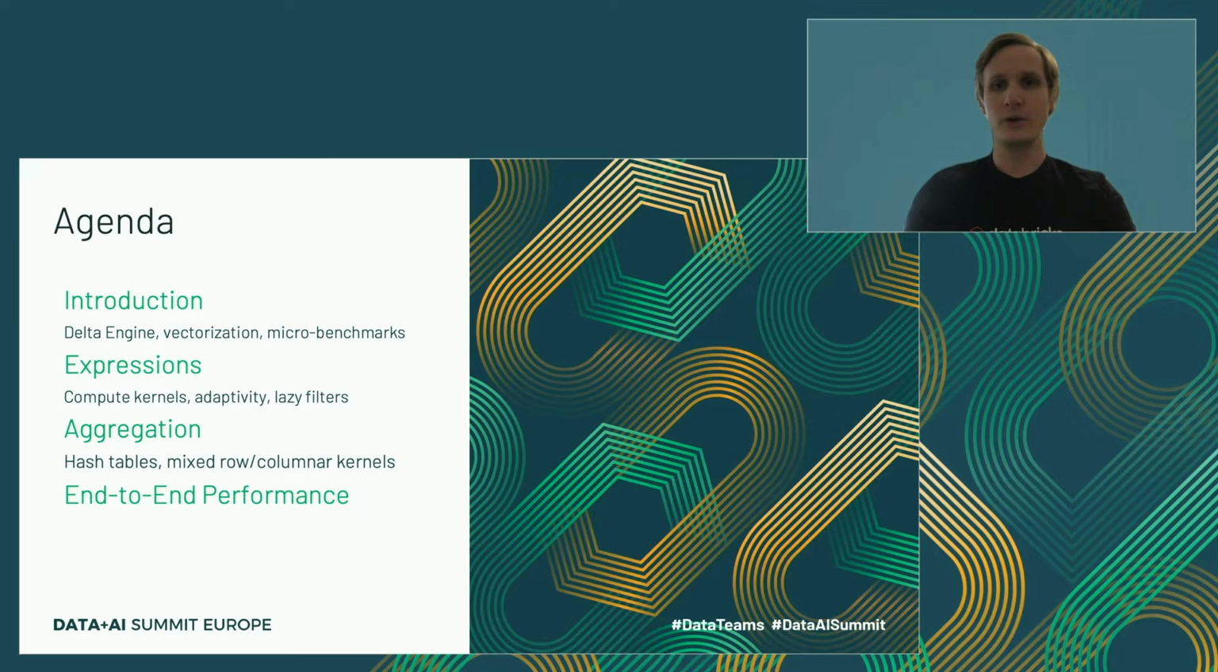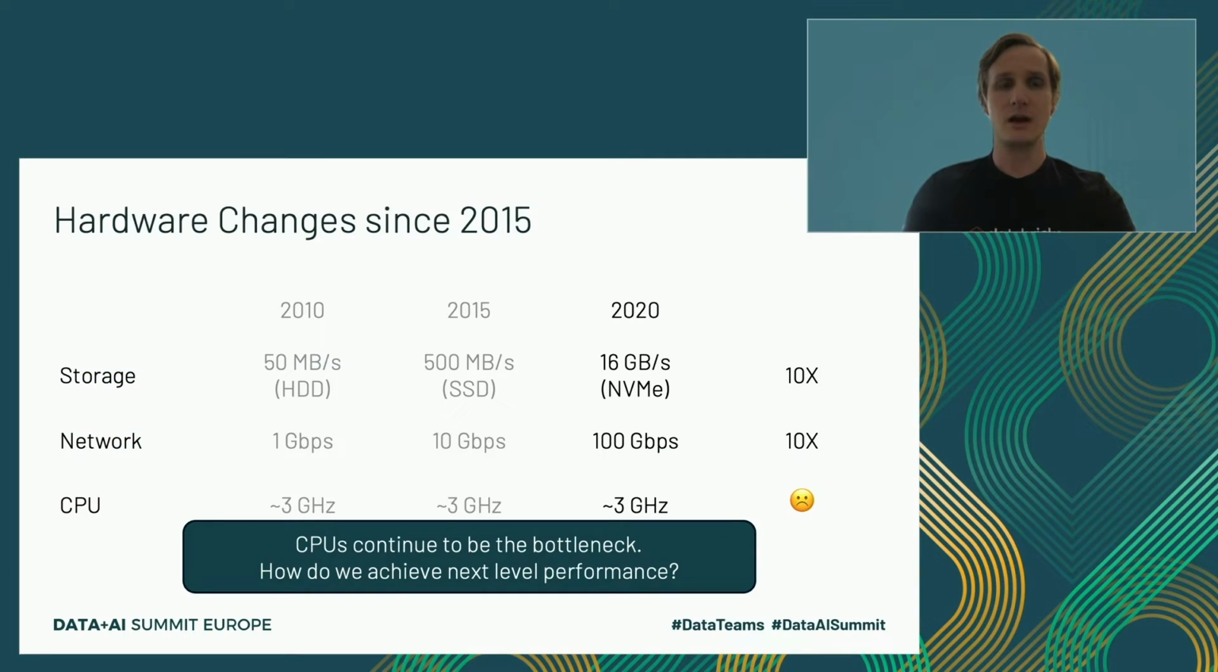Before we go there, let's talk a little about what motivated Photon in the first place. We've been seeing a few trends in two dimensions. One is on the hardware side. Since 2015, roughly, we've been seeing that storage and networks have been getting faster, but CPUs not so much. And so they do continue to be the bottleneck on some workloads.